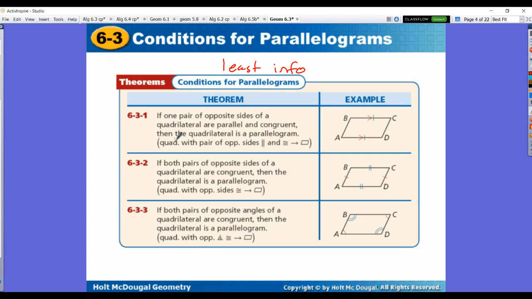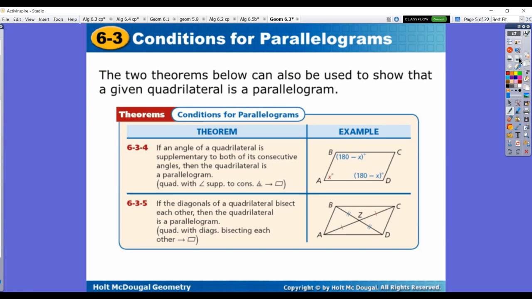Okay, so here's our first one that we need. If we have a pair of opposite sides that are congruent and parallel, we can tell that that would make a parallelogram. This one here, if both pairs of opposite sides are congruent, then that makes a parallelogram. The next one down here, if our opposite angles are congruent to each other, then it would end up making a parallelogram.